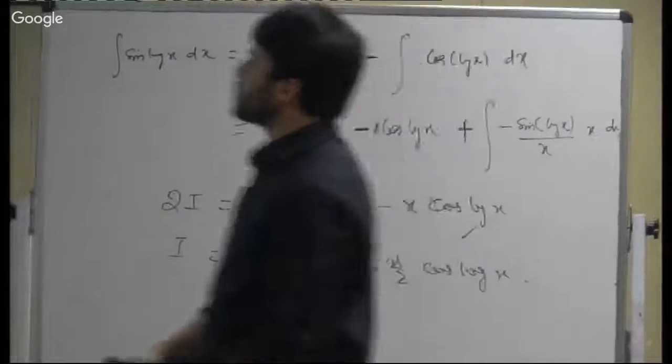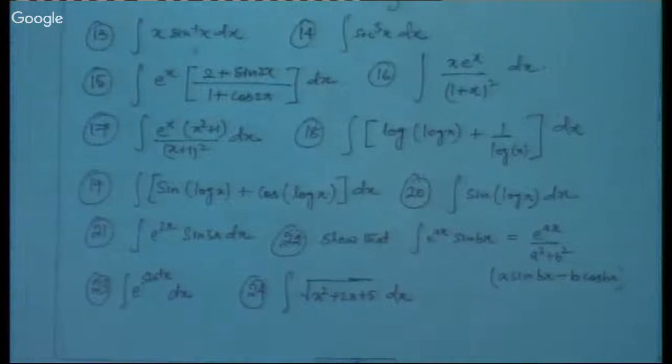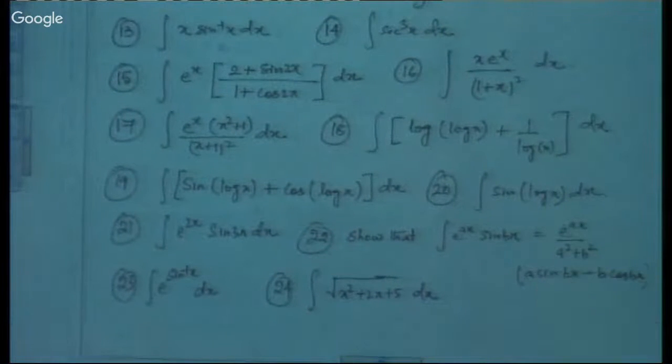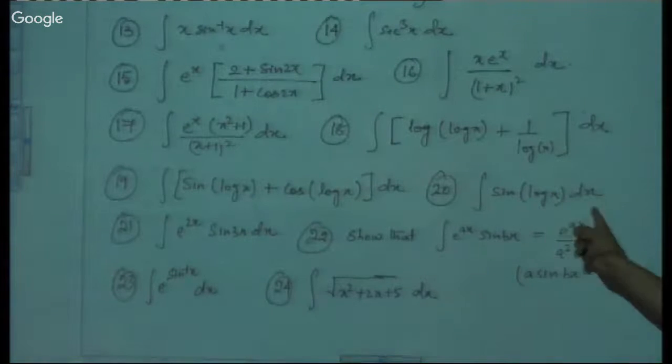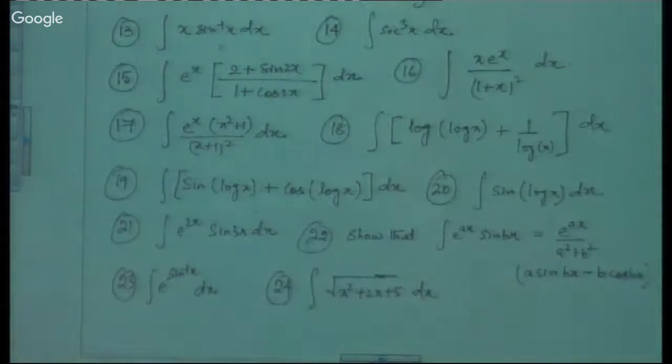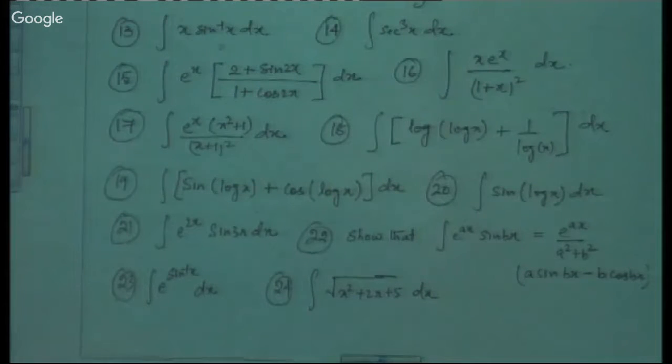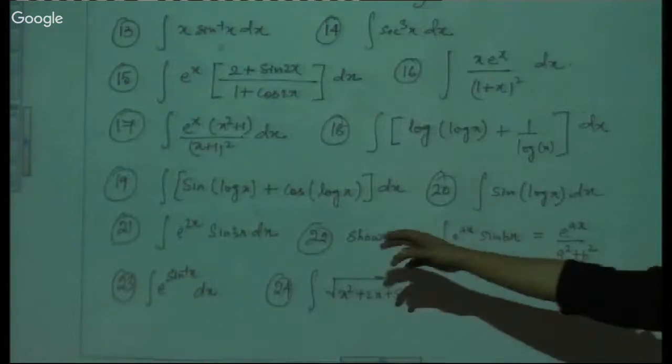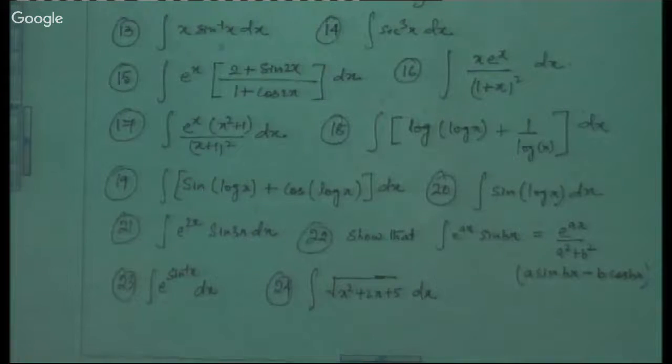If you would have solved this question by substitution, I would have taken log x as t, then the thing would have become sine t, and dx would have become e to the power t dt. So it would have become e to the power t into sine t. You see this? Same question. Now, whenever you see this type of form, how to go for it? I'll show you.